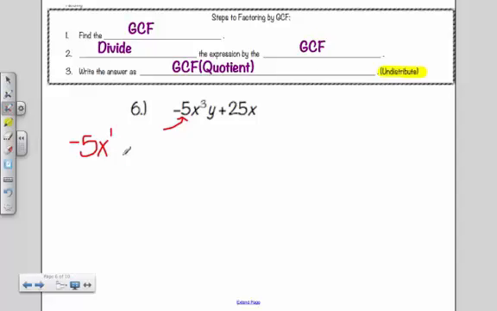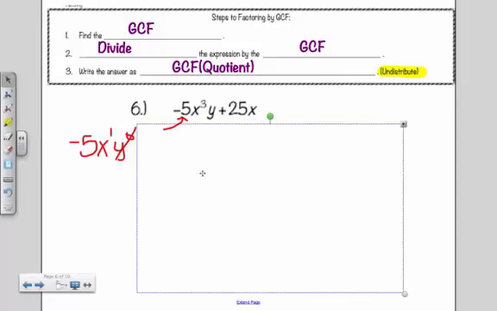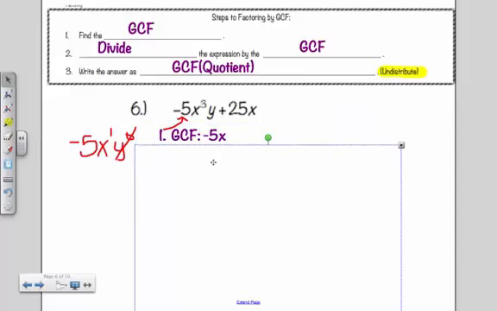Then look at your y's. There's y to the first power here, and there's no y's here, so it's technically y to the 0th power, making the lowest exponent y to the 0th power, but don't forget that anything to the 0th power is really just 1. So it's like I'm multiplying by 1, which is exactly the same number. Another way to think about it is, since the C in GCF stands for common, there's no y in common with the two terms, so there should be no y in your GCF.